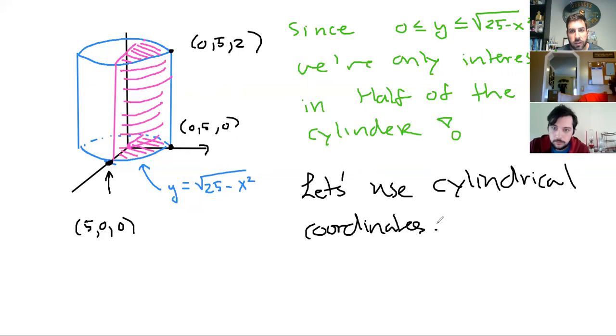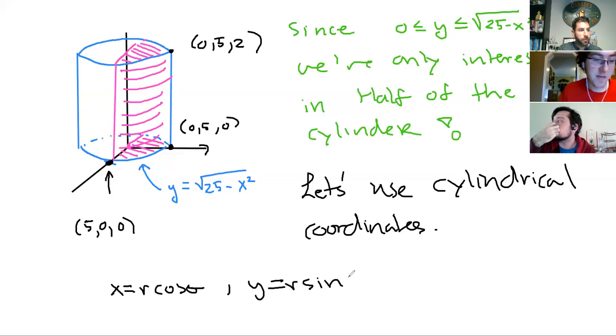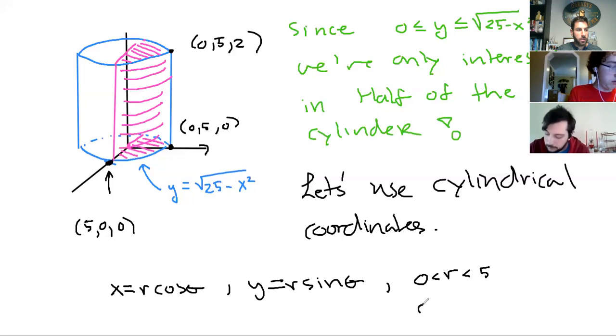Now, the only question is what are our bounds going to be? Well, we already have our z is easy. So what are they going to be? Well, as we already know, x equals r cosine theta, y equals r sine theta. Now, where do r and theta range? Well, we know that r is no bigger than 5, and we know it's no smaller than 0. Now, what's tricky here is where does theta range?